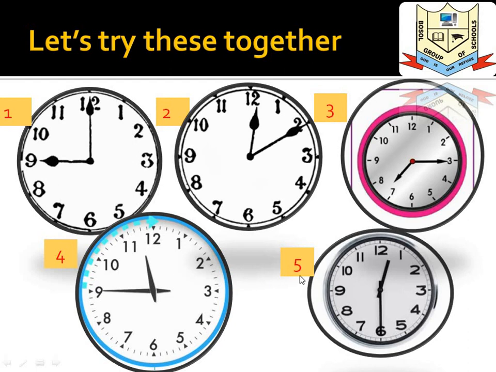Example number 5. We all know that when the long end points to 6, it's telling us that it is half past. Now, taking a very good look at the clock, we can see that the long end is on 6, while the short end is leaving 12 to 1. So we say the time is 12:30 or half past 12.